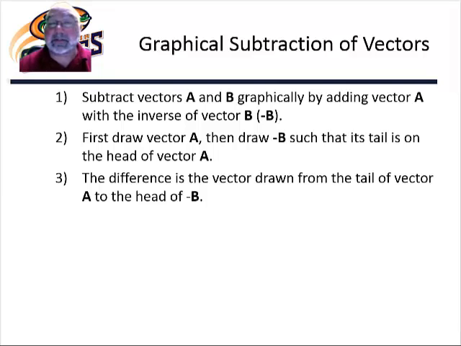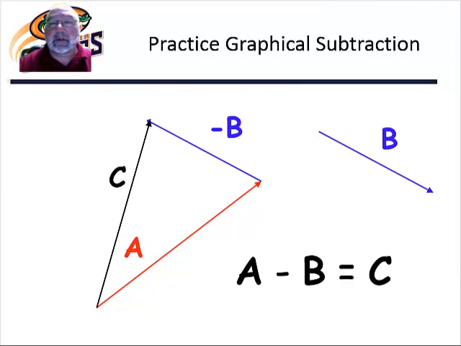Graphical subtraction of vectors. We subtract vectors by adding the negative of a vector. So A minus B is the same as A plus negative B. Okay, so graphical subtraction. Here's our vector B. We're going to take vector A, the red one, subtract from it vector B, and that will give us vector C. Well, to subtract vector B, we're really going to add the inverse. To turn B into negative B, we have to put the pointy end on the opposite side. Vector A plus negative B is equal to C. Graphical subtraction.